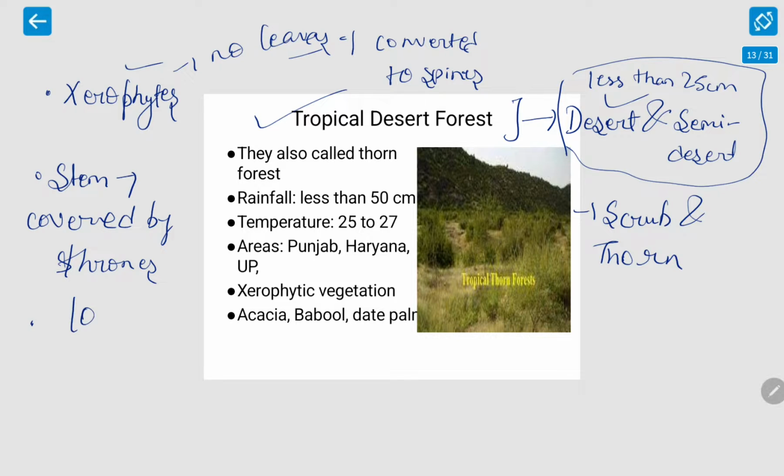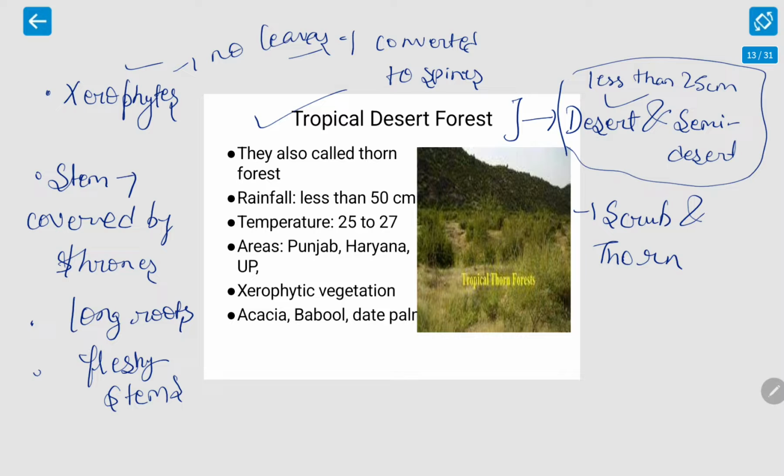Okay, they have long roots to take water from various sources. You know, the roots of these plants extend up to kilometers. They are so long, because they have to take water. Okay, as you can see, this is a desert vegetation. Here you can see how dry it is, and very few grasses and thorny scrubs are present here. Then we have, like I told you, fleshy stems to store water.